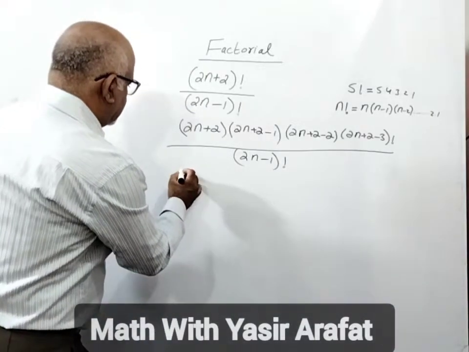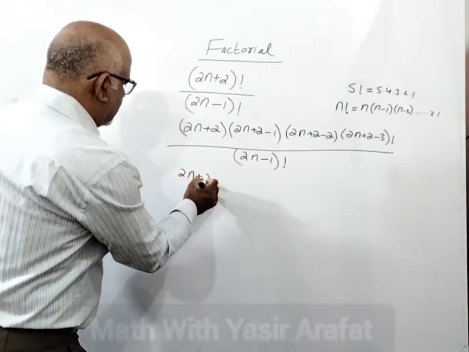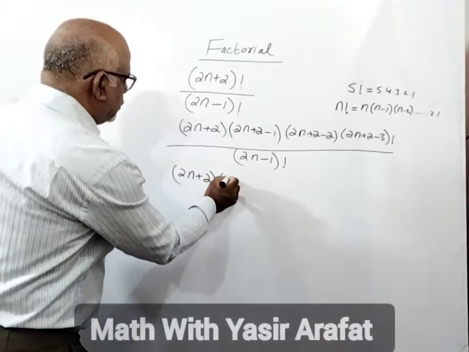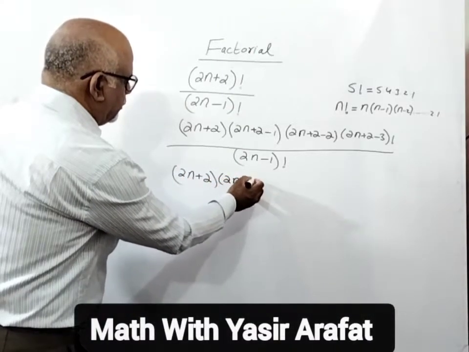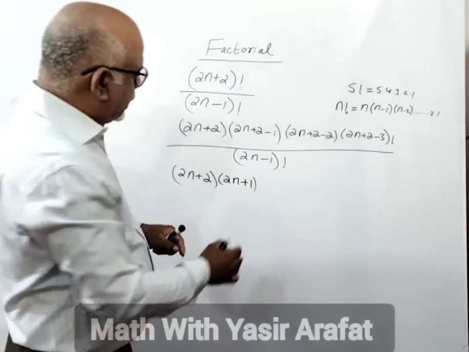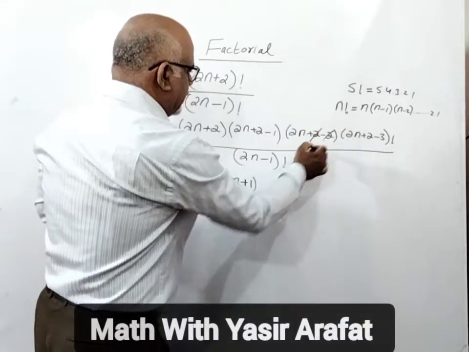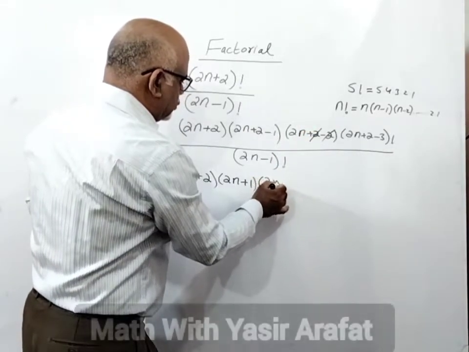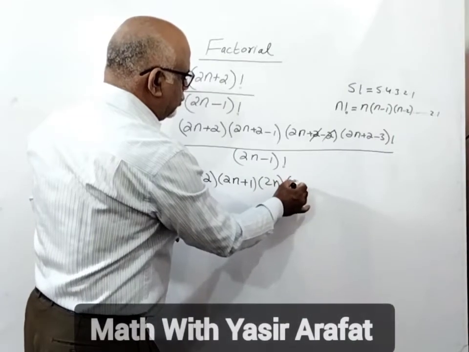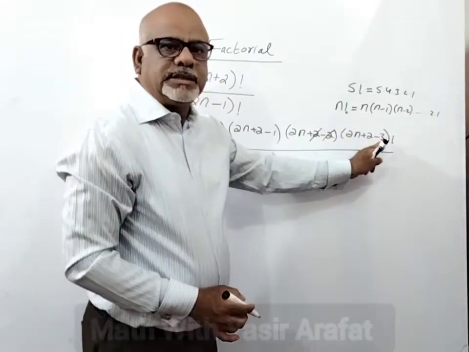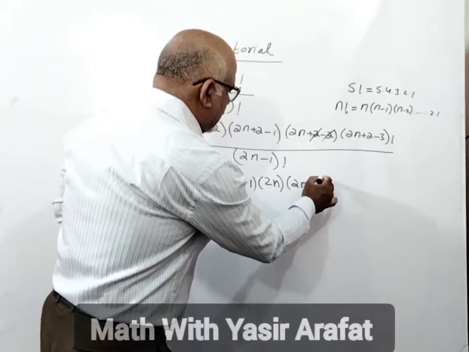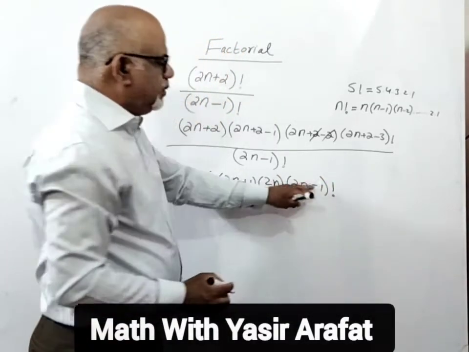Just simplify it. This is 2n plus 2, 2n plus 1, 2 minus 1 is plus 1. This 2 will cancel out with this one, and this is 2n. 2n, 2 minus 3 is equal to minus 1. So this is 2n minus 1.